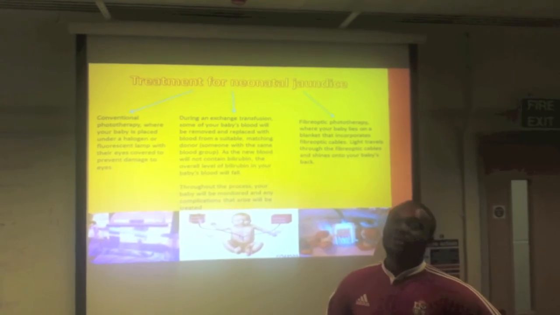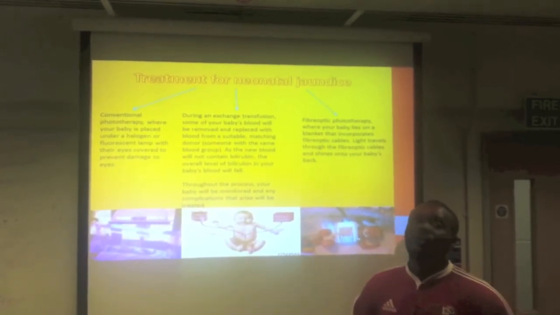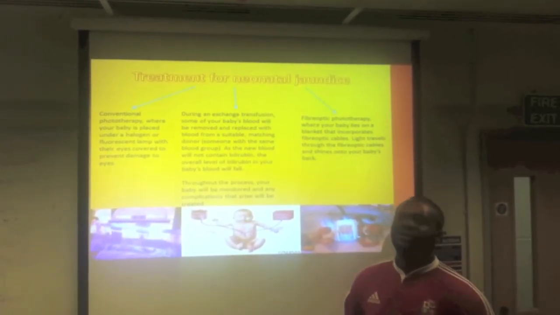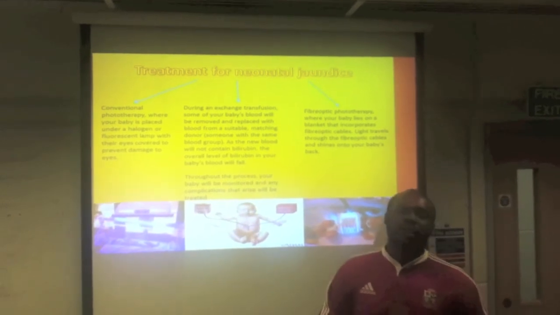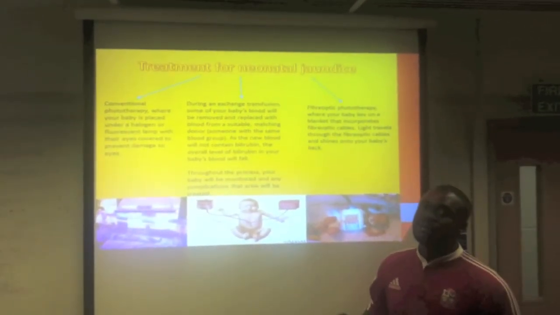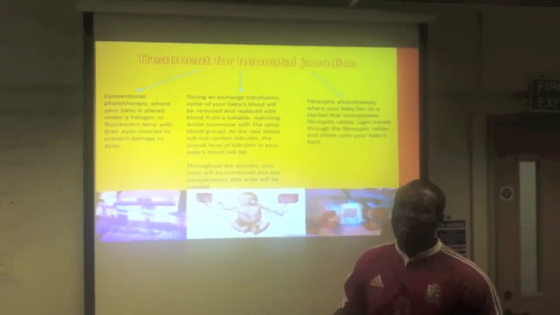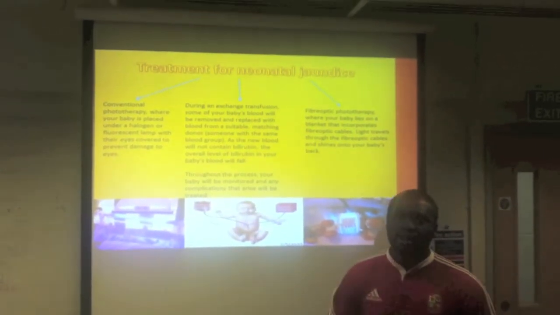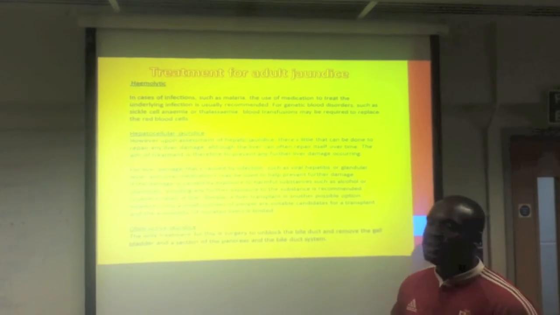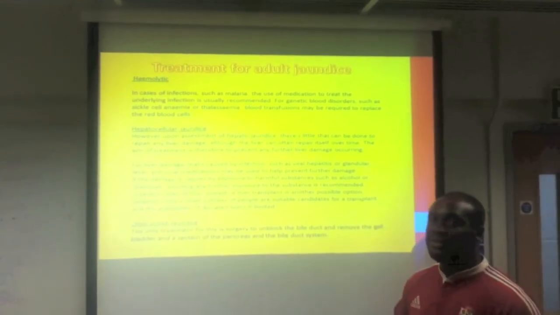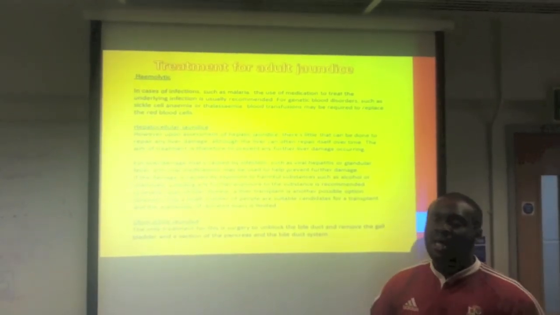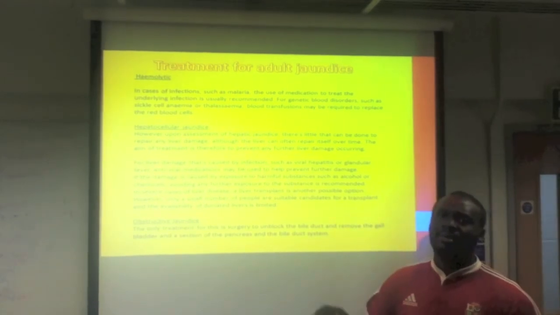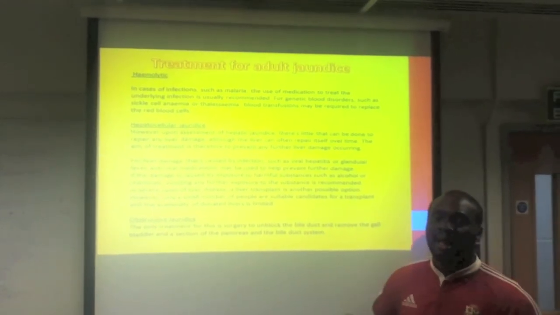During exchange transfusion, blood from the baby will be removed as this has elevated levels of bilirubin. Then a donor will donate blood. As this donated blood does not have elevated levels of bilirubin, the concentration of bilirubin in the baby's blood will be decreased. In the case of adult jaundice, there's no definitive treatment. However, there are some treatments that are known to minimize the damage done by adult jaundice.